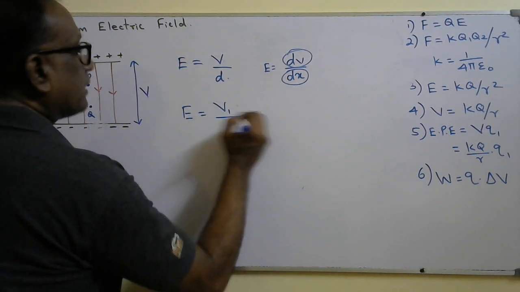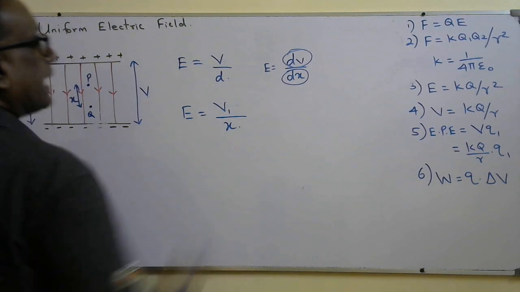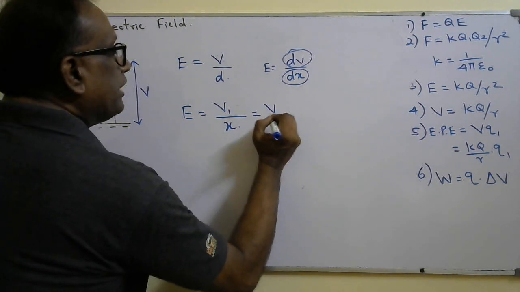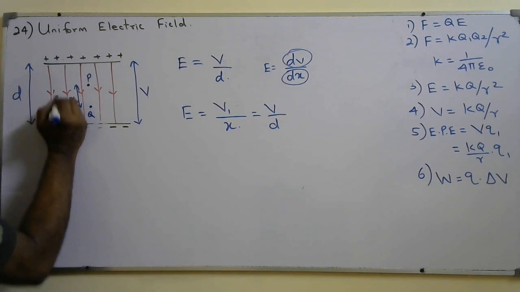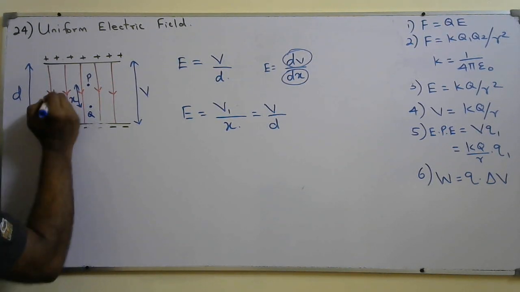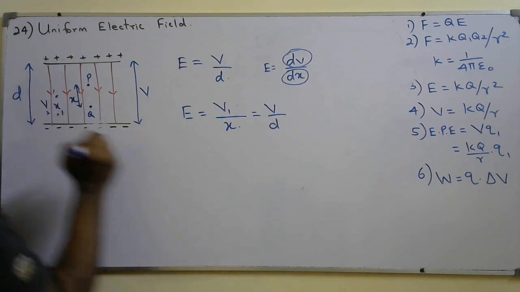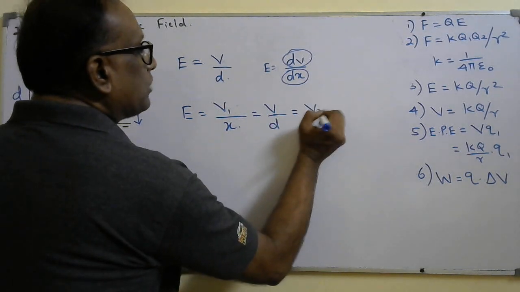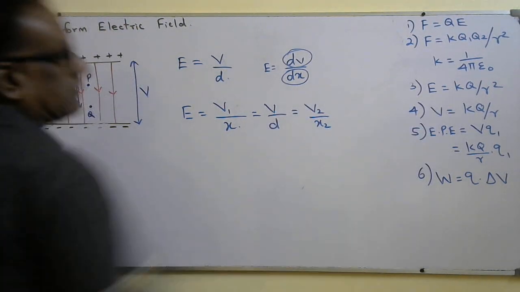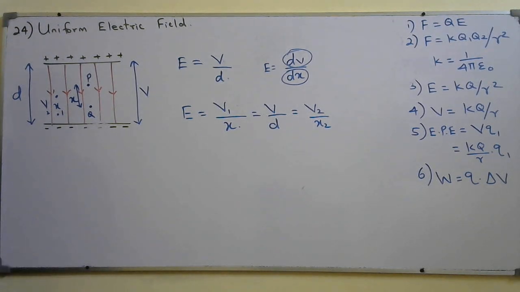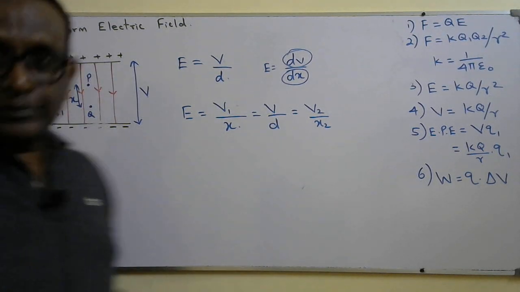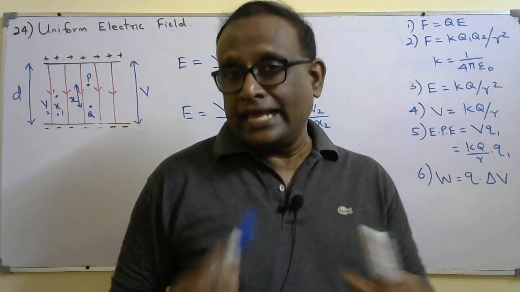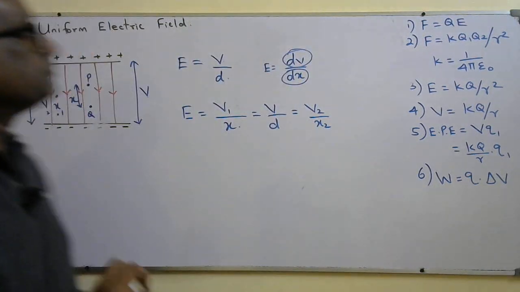The potential difference between points P and Q could be V1, the distance between them is x1, and that will be equal to V over D. Like that, I can say for some other points between here, the distance is x2 and the potential difference is V2, so V2 over x2, like that. I can calculate the potential difference between any two points in the region between the parallel plates, because it's the same electric field strength.